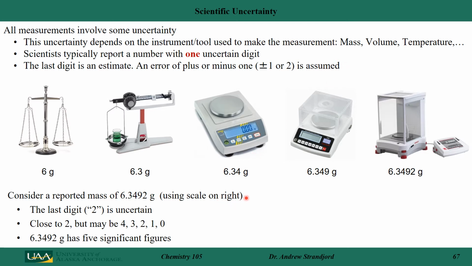So let's consider reporting the mass of 6.3492 grams using the scale on the right. That last digit, the 2, is uncertain. So as a reader, I know that it might be 2, but it could also be a 3 or a 4, or it could be 1 or a 0. That is the uncertainty in that last measurement.